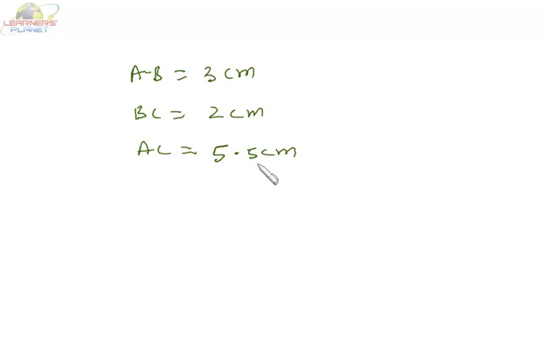So first of all, you just have to observe whether all these three lengths can make a triangle or not. Here we can see AB is 3 centimeter and BC is 2 centimeter. So AB plus BC measure is 5 centimeter. Okay, but the third length we are given is 5.5 centimeter. So the third length is bigger than the sum of these two lengths. So these three lengths cannot form a triangle. So you just have to write that these lengths cannot form a triangle. Okay, so these type of questions are asked in the examination.